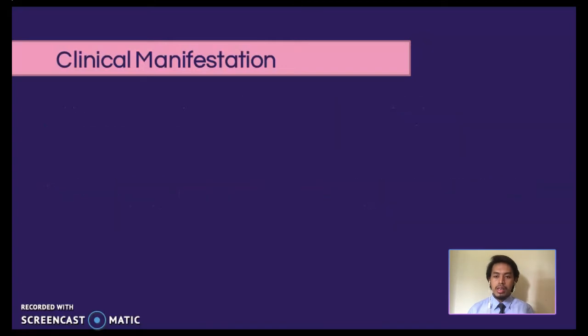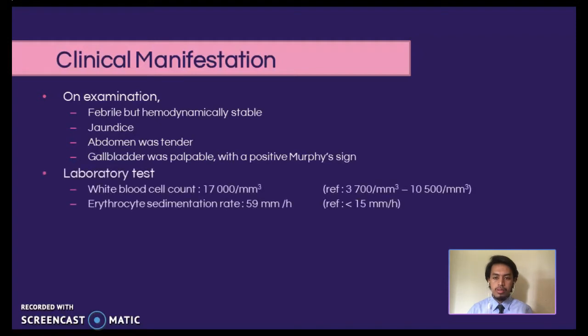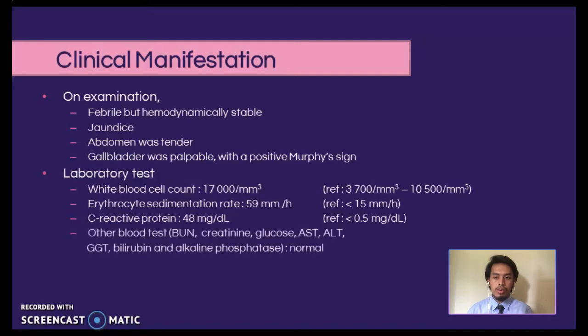On examination, he was febrile but hemodynamically stable. He was jaundiced. The abdomen was tender, particularly in the upper right quadrant, where the gallbladder was palpable with a positive Murphy's sign. Laboratory tests showed a white blood cell count of 17,000 per cubic millimeter, an erythrocyte sedimentation rate of 59 mm in 1 hour, and a C-reactive protein of 38 mg per deciliter. Other blood tests such as blood urea nitrogen, creatinine, glucose, AST, ALT, and bilirubin were normal.